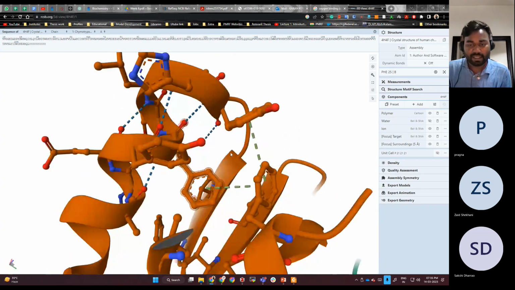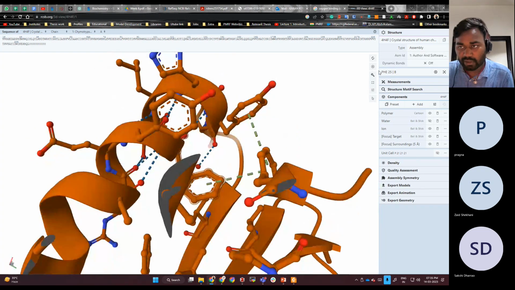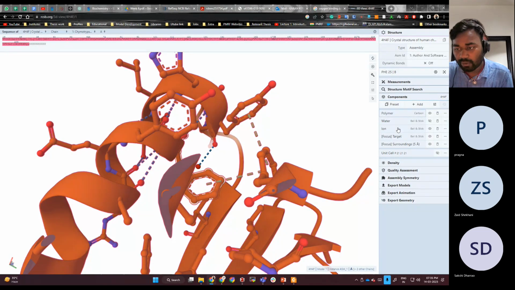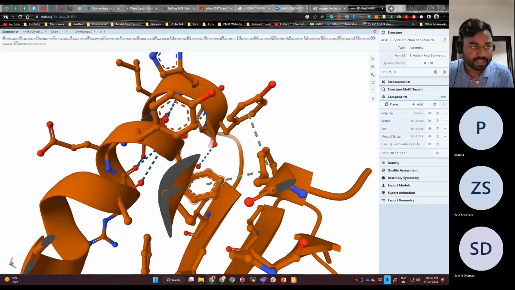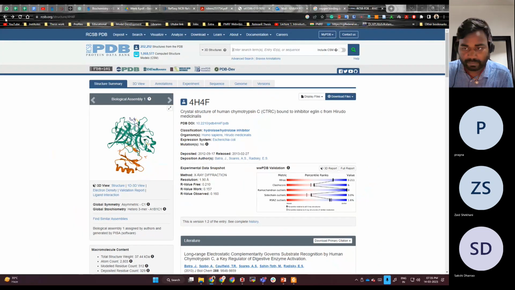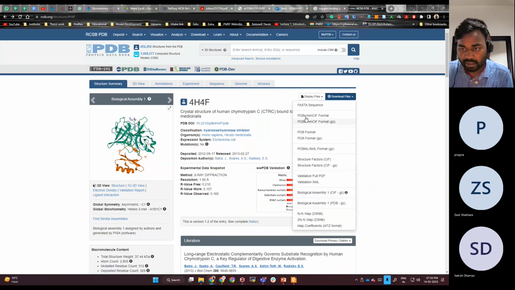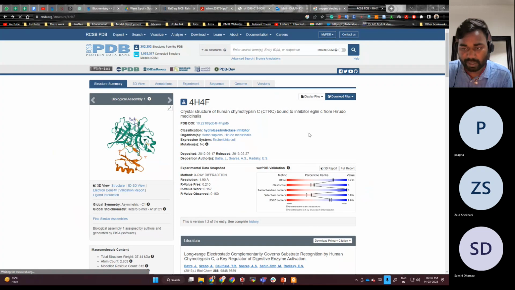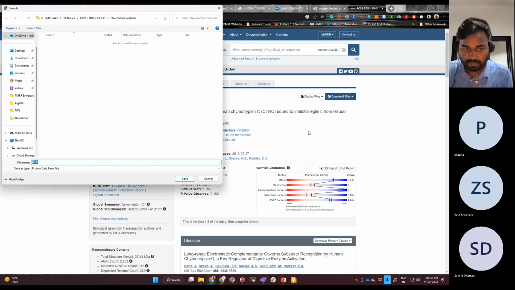Now let us perform a molecular docking. How will you perform a docking? For that, you download this structure in PDB format. Download the file in PDB format. Here are the different FASTA sequences, but for the crystal 3D structure, you need to download the PDB format and save it somewhere.